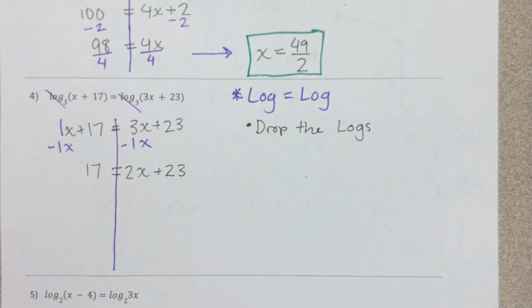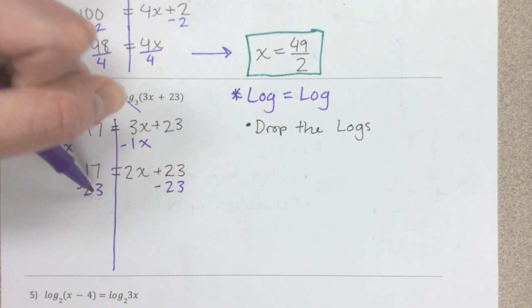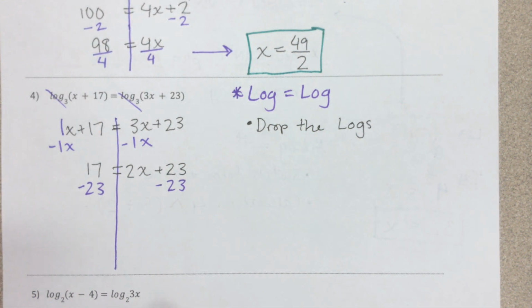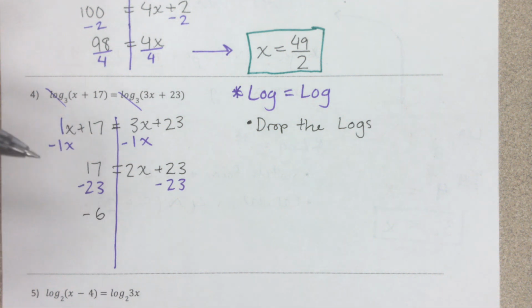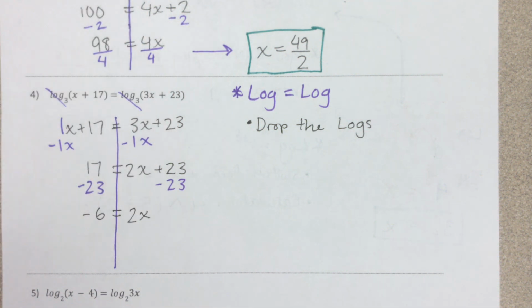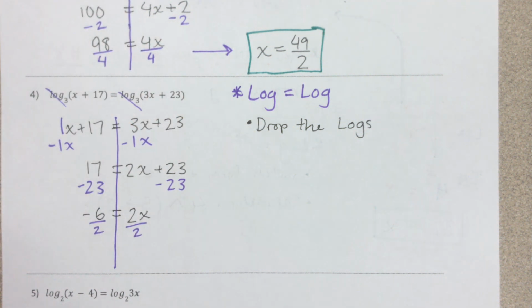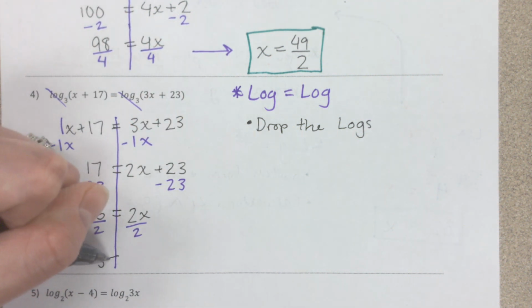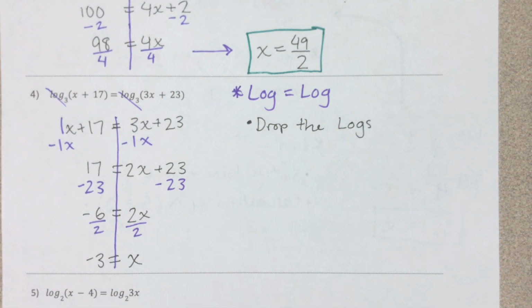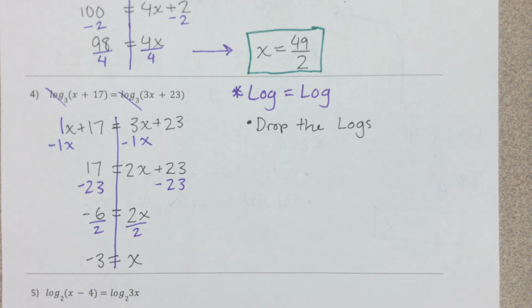Two steps to solve. Need to move over that 23 first. It's positive, so minus 23 on both sides. 17 minus 23 is negative 6, equals 2x. And lastly, divide off the 2 on both sides. Negative 6 over 2 is negative 3. And let me catch up on my steps over here.